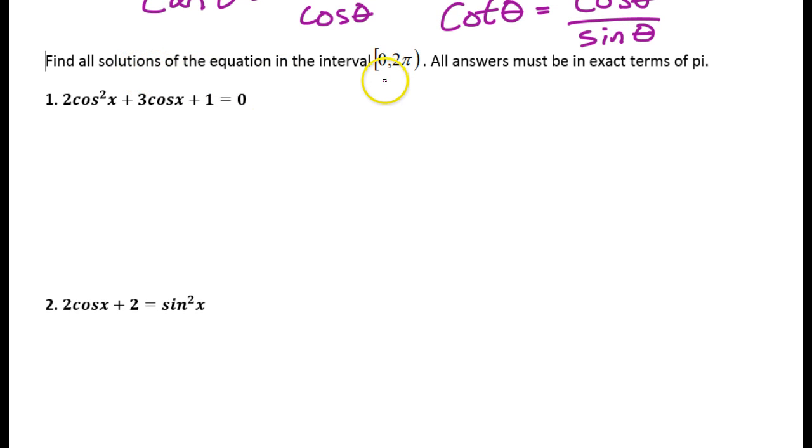We're going to find solutions between 0 and 2 pi. We'll include 0. We won't include 2 pi. All answers must be in exact terms of pi. So let's see how we can do problem number 1.